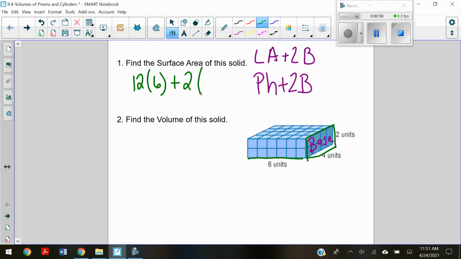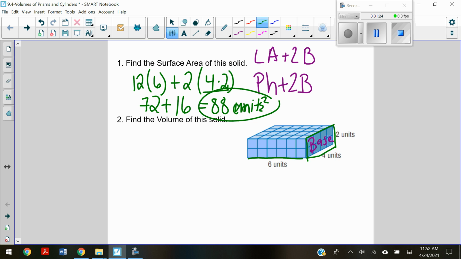And our base is a rectangle, so we're going to take 4 times 2. Okay, so if we do that, 12 times 6 gives us 72. Here we get 8, and 2 times 8 gives us 16. So if we add that, we get 88, and this is going to be units squared. So that's our surface area. That's just talking about the outside area.